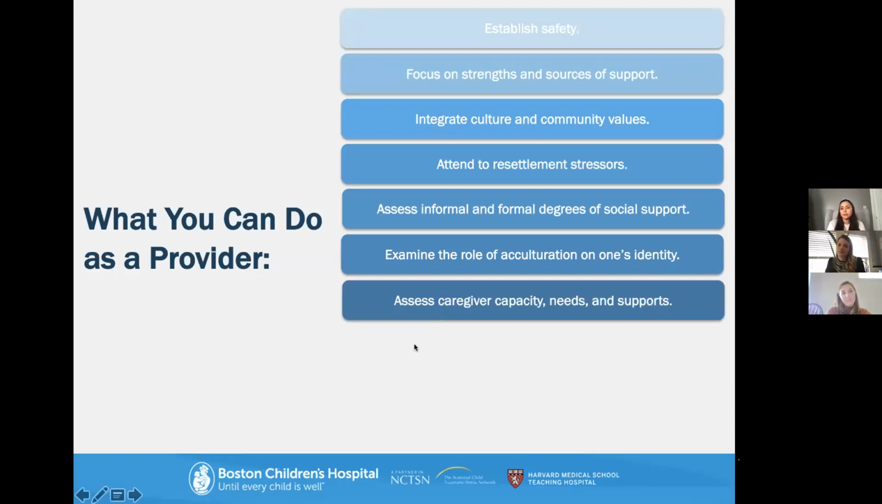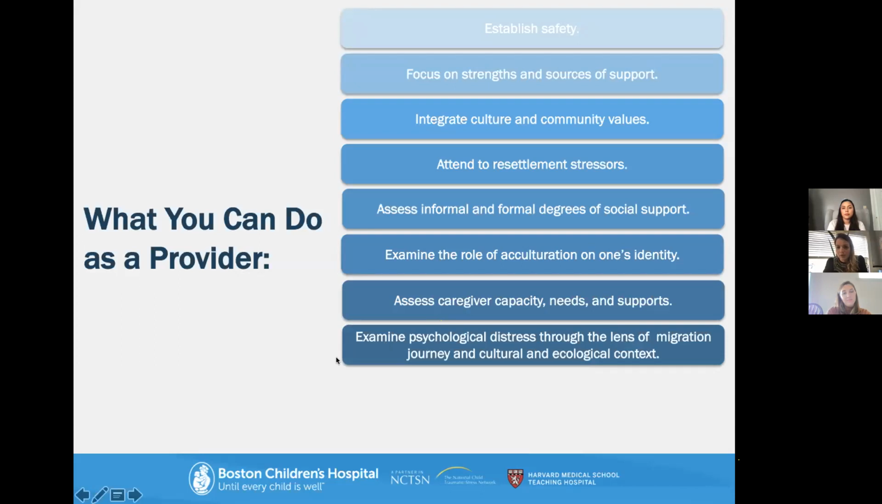It's important to assess caregiver capacity, needs, and supports. I do a lot of work in schools, and it's so easy for us to just focus on the children and youth in front of us. But we also know that the parents and caregivers who are with them are the backbone of children and youth. So making sure that we connect and assess their own capacity, needs, and supports as well.